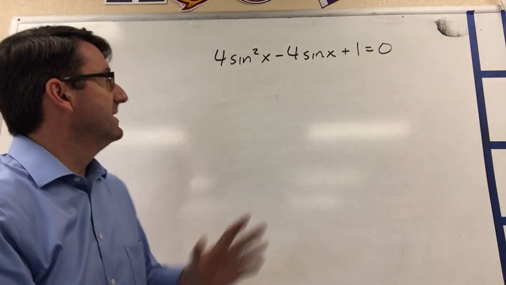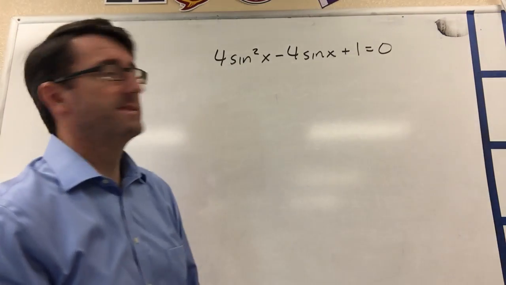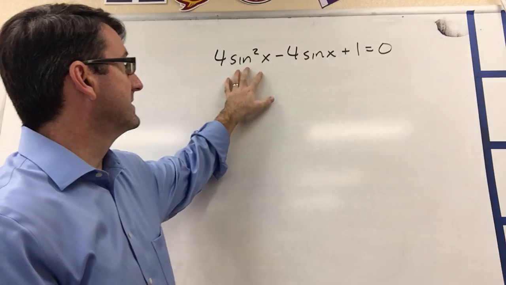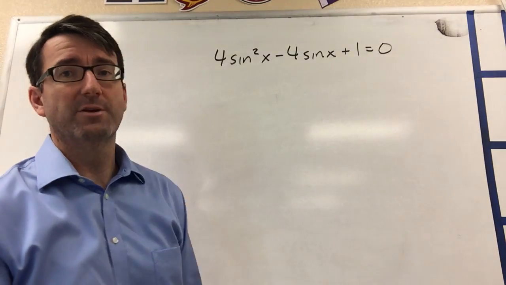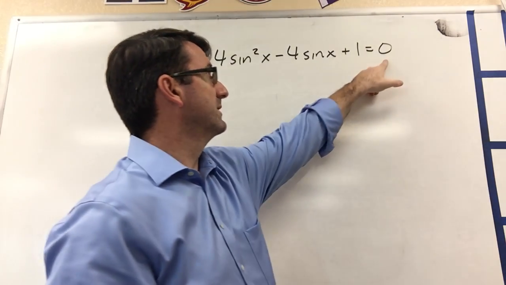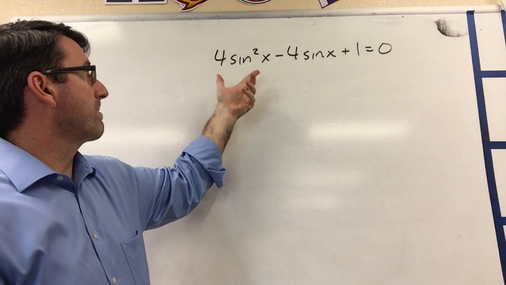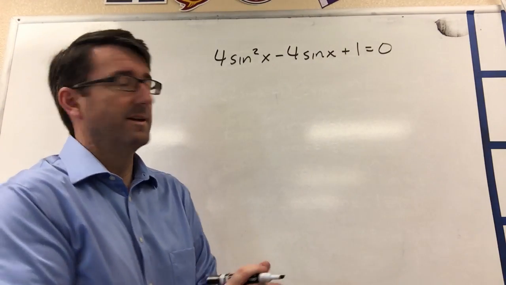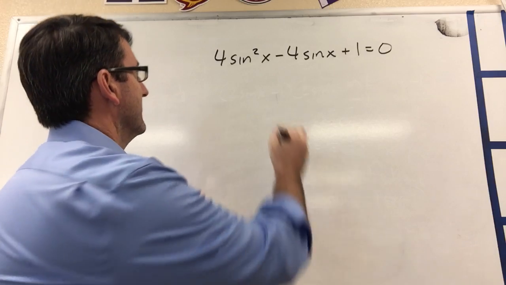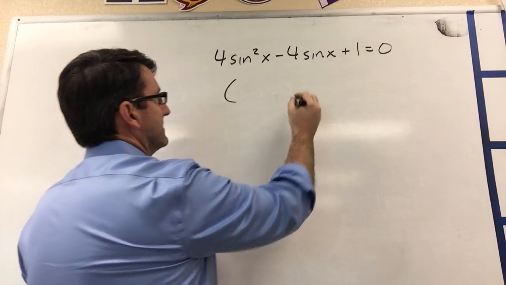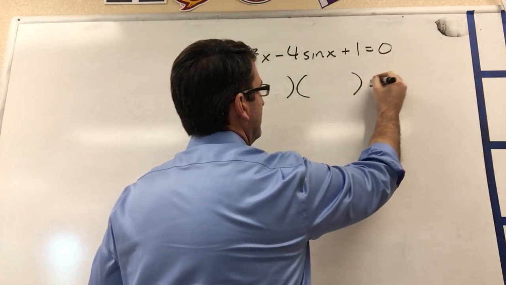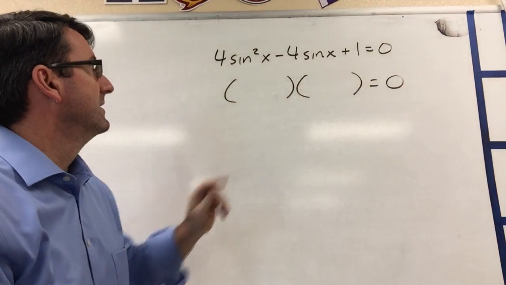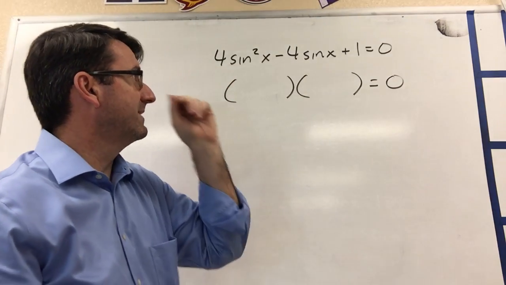Number 7, this one is all set up for us already. We've got sine squared and sine, everything's in terms of sine. It's equal to 0. It looks like a quadratic. We can factor this and then solve from there. So we need two binomials that we can multiply together and get that.